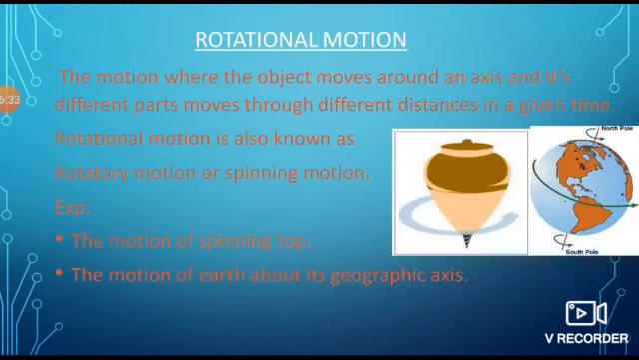Next, rotational motion means rotation around its fixed axis, or rotation of an object around a circular path in a fixed orbit. Rotational motion is also known as rotatory motion or spinning motion. For example, the motion of Earth about its axis and the motion of a spinning top, etc.